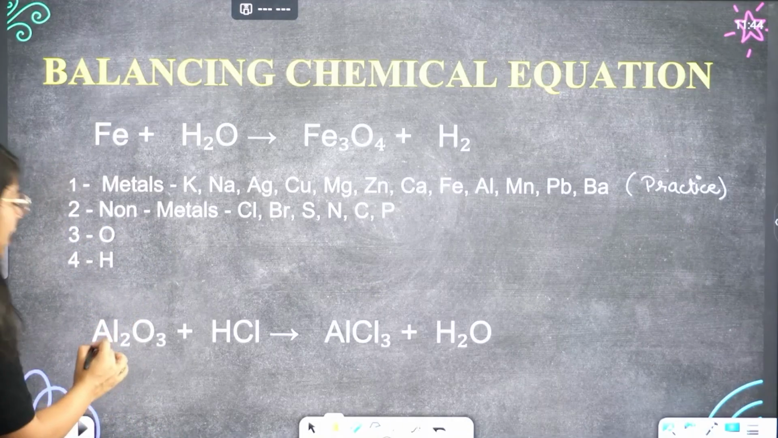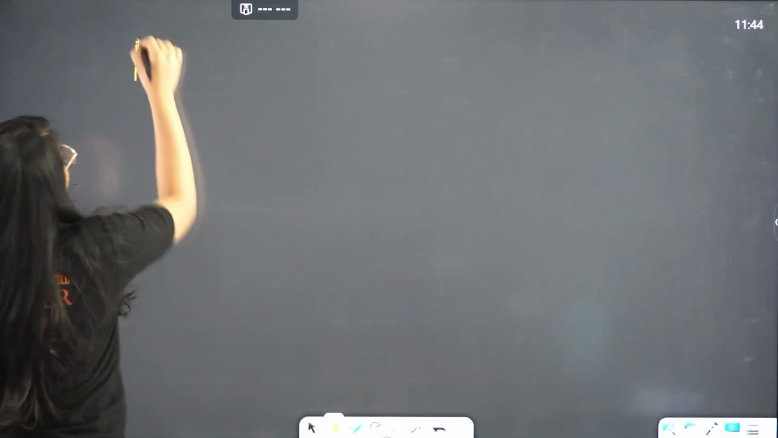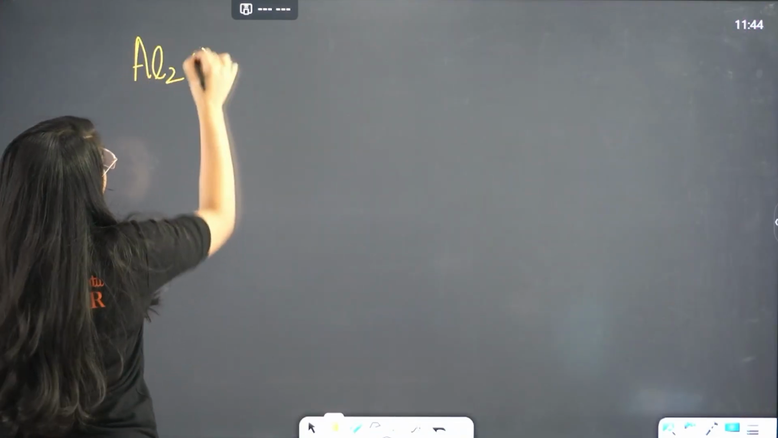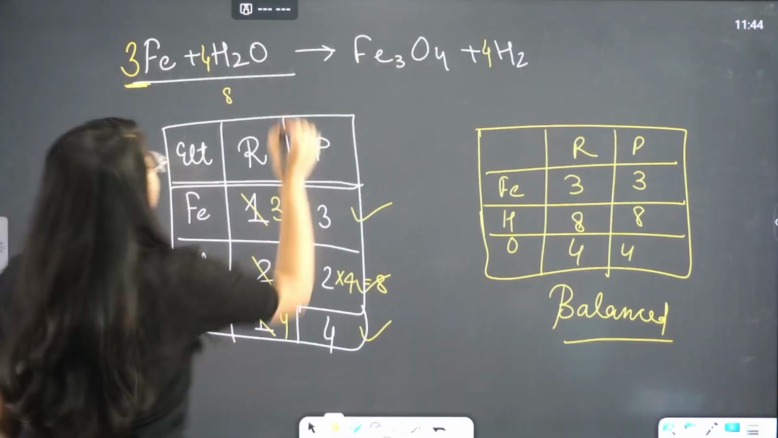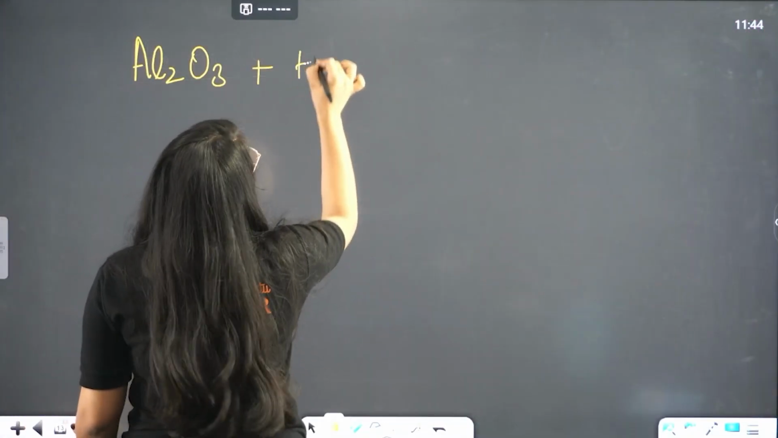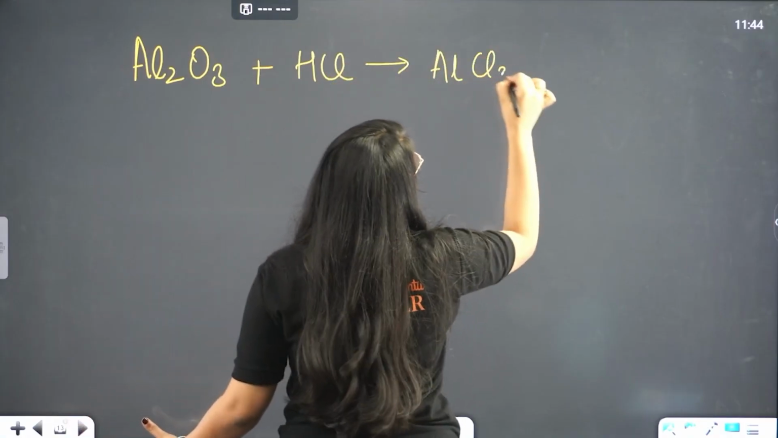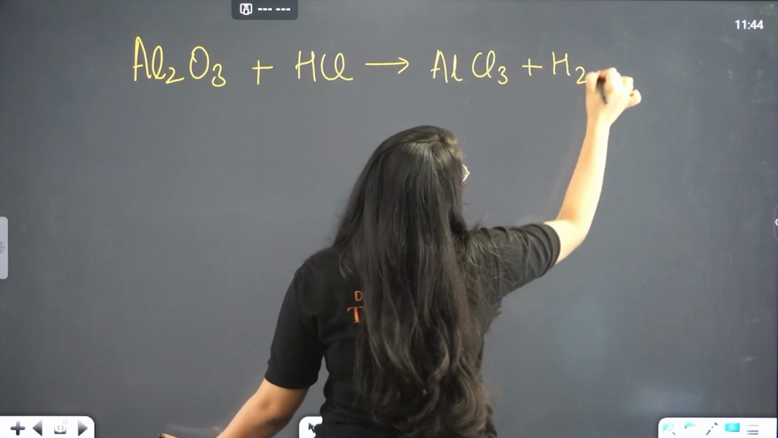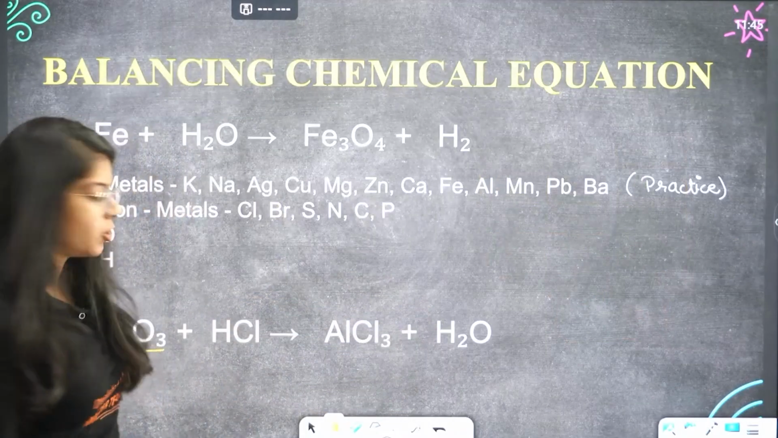We have one more, Al2O3. Let me write it. Al2O3 plus HCl will give us AlCl3 plus H2O. This is the equation, my friend.